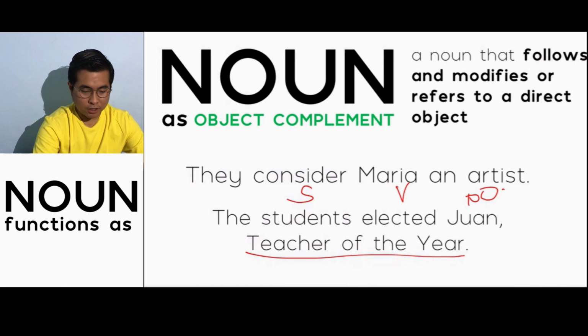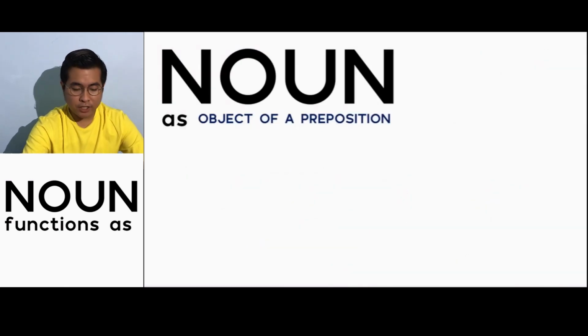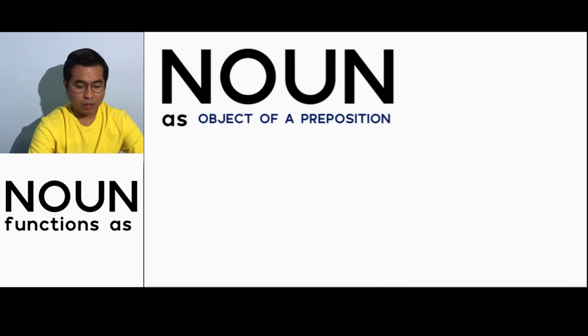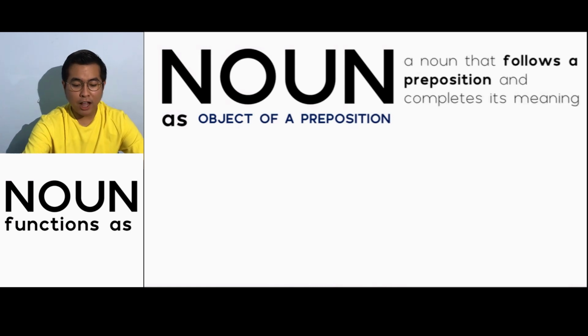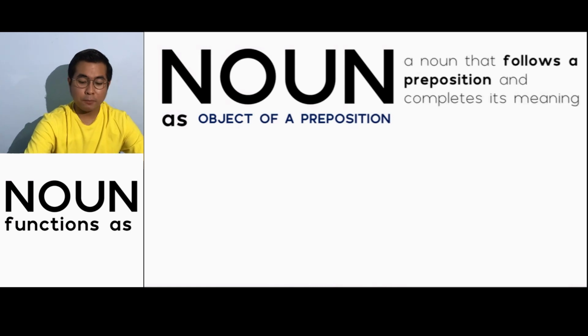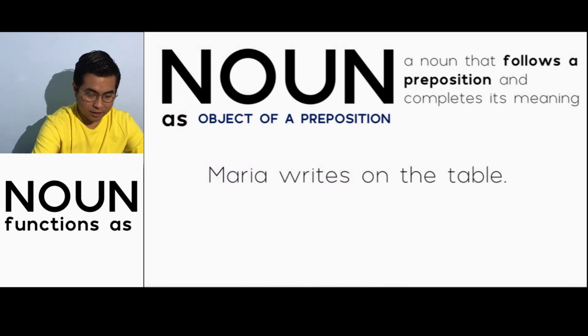Well, let's continue. Let's have noun as object of preposition. Here, I will also give you sentences, but this is at the phrase level. So you can look at the object of a preposition at the phrase level. A noun that follows a preposition and completes its meaning. So here we use the sentence, Maria writes on the table. This is the complete sentence for that. But we focus on this phrase, on the table.